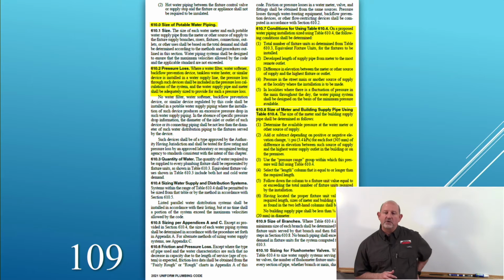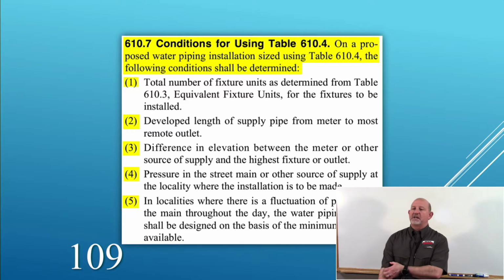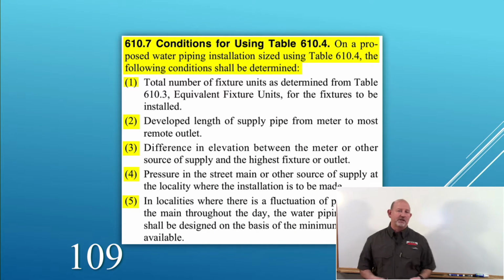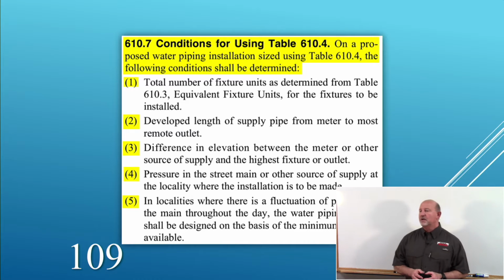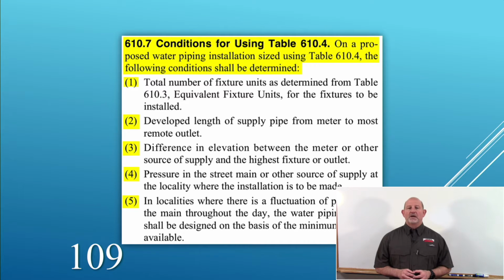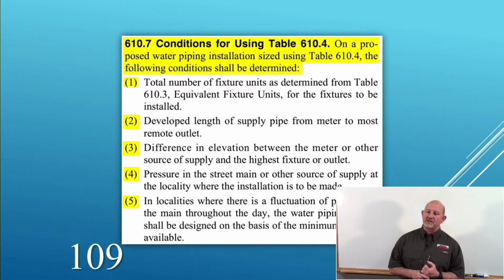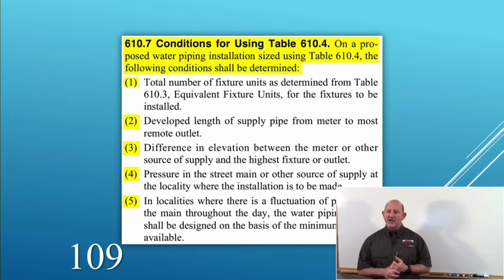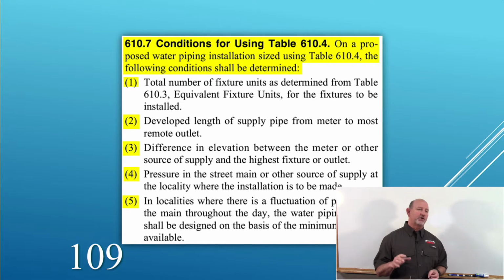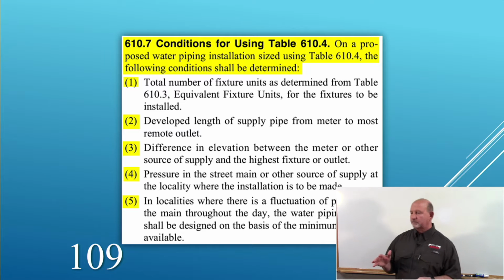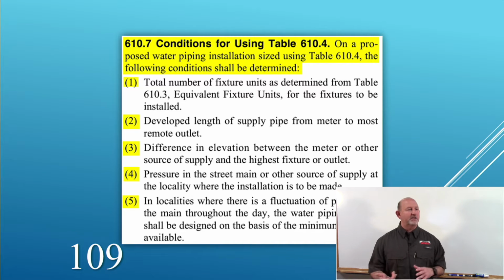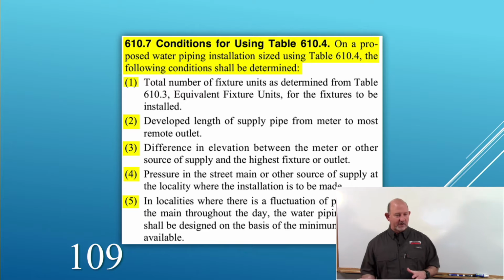All right, let's go back to page 109. It says conditions, top right, page 109, 610.7, conditions for using table 610.4. On proposed water systems, water piping installation size using table 610.4, the following conditions shall be determined. Number 1, I got to know the total number of fixture units as determined from table 610.3, equivalent fixture units for the fixtures to be installed. So what they're doing on 610.3 is giving us the WSFU demand for each fixture.